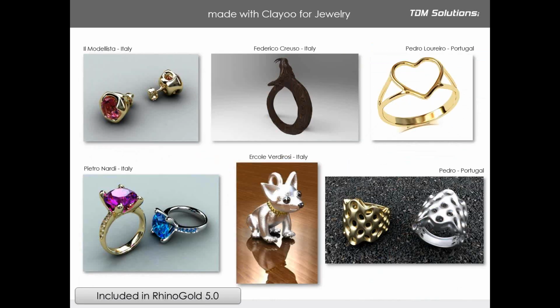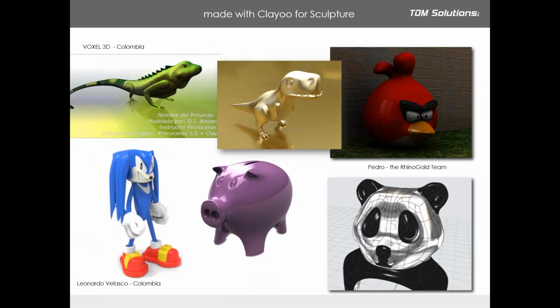And of course, we didn't mention before that Clayoo and RhinoGold were included in RhinoGold 4, but of course, RhinoGold 5 includes Clayoo for freeform shapes to create organic pieces, not just for jewelry, but also for sculpture, like these ones.